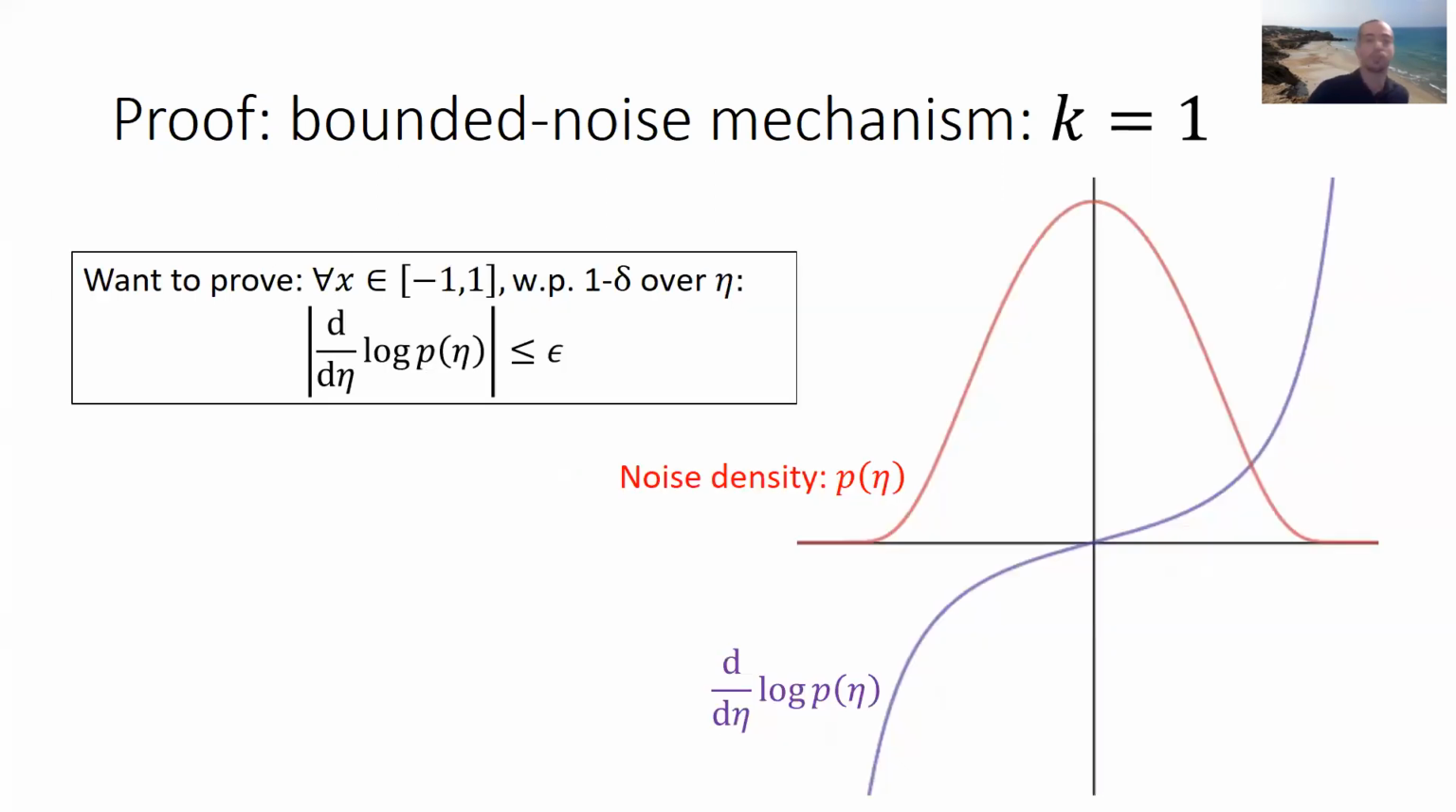Okay, so now here I plot the derivative of the log probability, and you see that around zero, the derivative is small, and when you go towards the margins, plus minus r, where r is the bound, the derivative explodes. And this must happen when you have a bounded density random variable. But you don't care about the points close to plus minus r, because they don't happen with high probability. So with high probability, the derivative of the log density is small. So that's for one query.